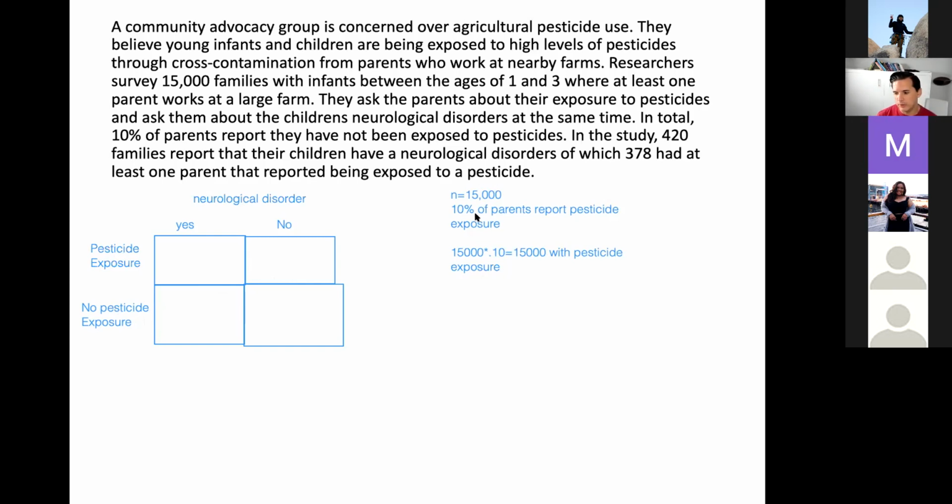Then the other thing you need to do: you have 15,000 parents. It says 10% reported that they were exposed to pesticides. So you just have to calculate the number that were exposed to pesticides. And oops, I put 15,000, that should say 1,500. Apparently this doesn't let me edit. Yeah, this should say 1,500. Let me erase that.